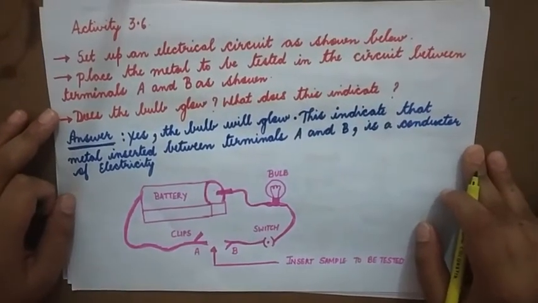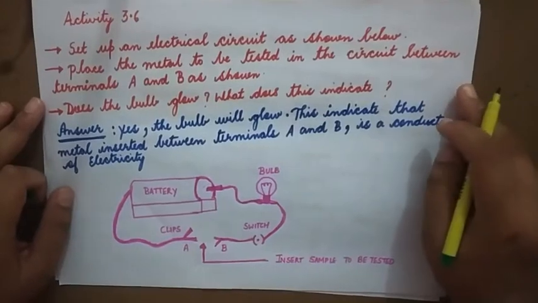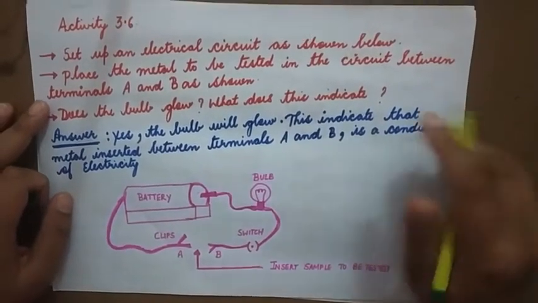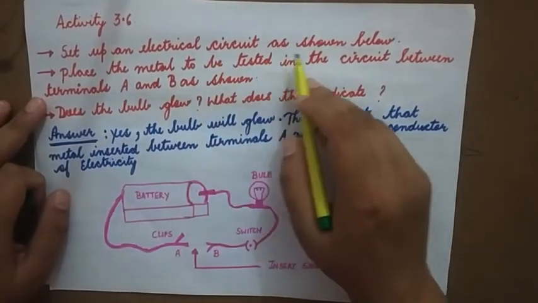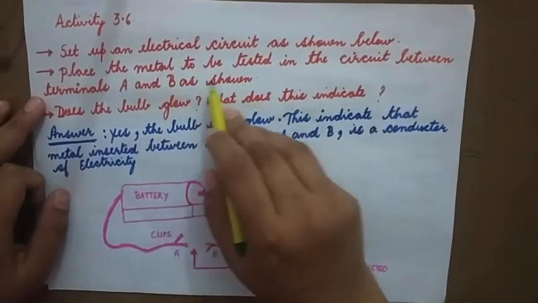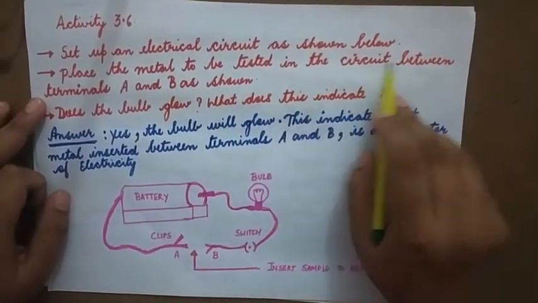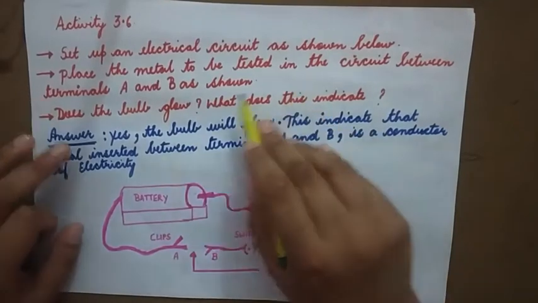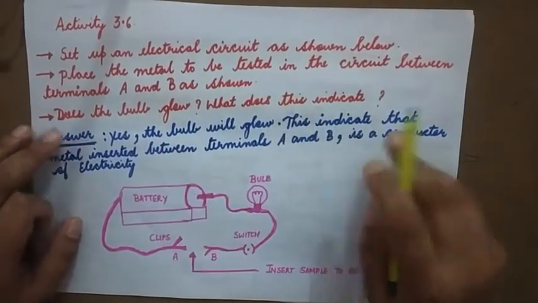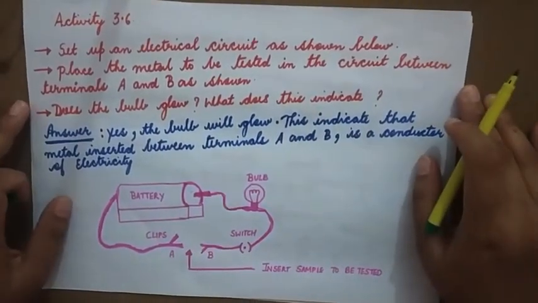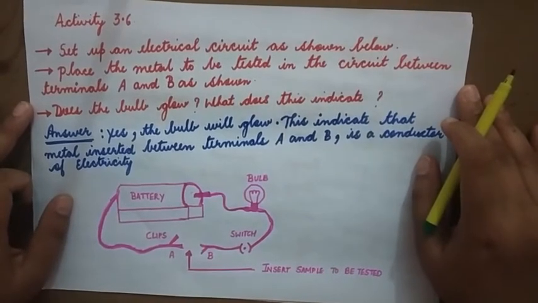Good morning, students. We will continue with the chapter Metals and Non-Metals. Set up an electrical circuit as shown below. Place a metal to be tested in the circuit between terminal A and B as shown. Does a bulb glow? What does this indicate? We know metals are good conductors of heat and electricity.